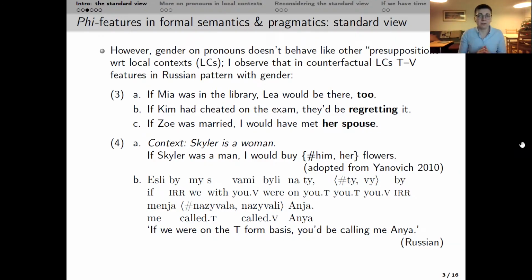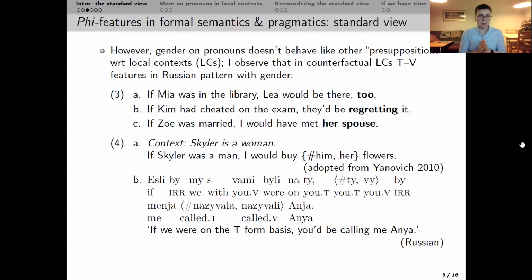Now, I make a similar observation for TV features on pronouns in languages that make this distinction, including Russian. Now, in case you don't know, in some languages, when you're talking to a single individual, you have a choice between using T forms, which are morphosyntactically singular and are considered more informal, roughly speaking, and V forms, which are morphosyntactically plural and are considered more formal. So if you're talking to someone with whom you normally use V forms, you cannot use a counterfactual antecedent to license T forms in the consequent.